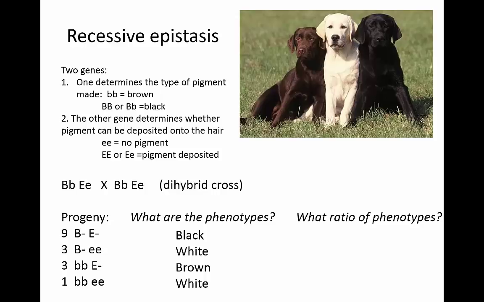This is a 9 to 3 to 3 to 1 ratio, and we can actually predict that those two white groups are going to join together to make a final ratio of 9 black to 4 white and 3 brown.